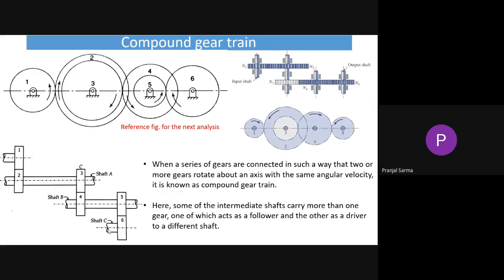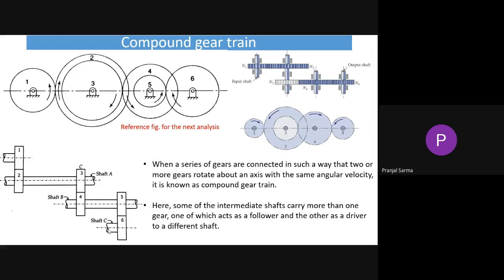So is it clear? These are easy things, just a series of gears which are in mesh. Is it clear, everyone? Yes, sir. Okay, thank you. So next we'll be discussing the compound gear train.